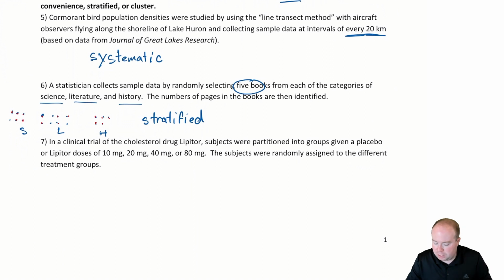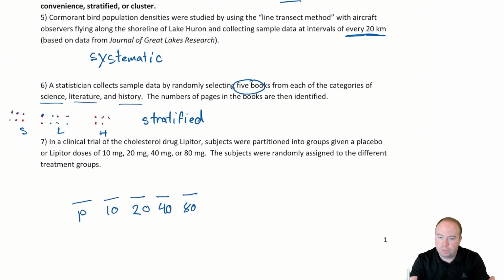Your temptation here is to think of it as stratified or cluster, but we want to think about what's happening here. The subjects were partitioned into different groups: we have the 10 milligram group, the 20, the 40, the 80, and then the placebo. So it's starting to feel like stratified, but we have to be careful. Are we selecting from that group?